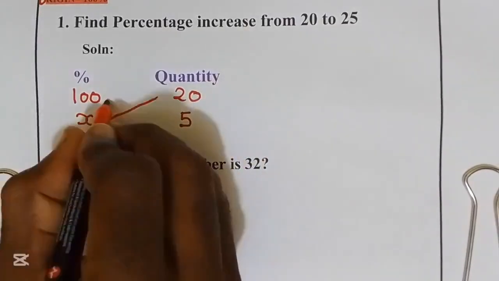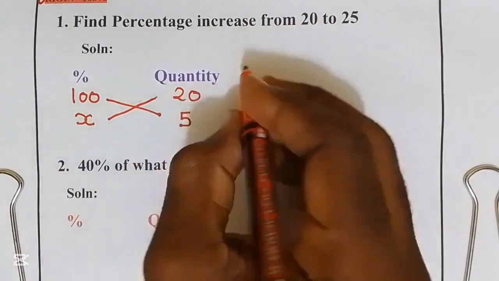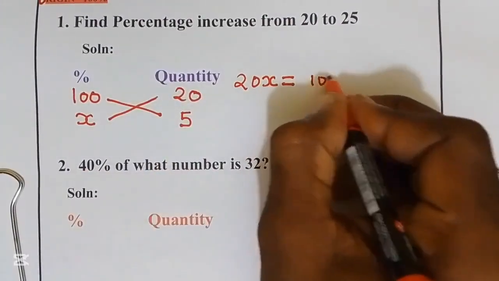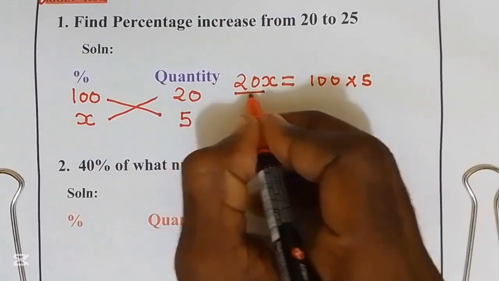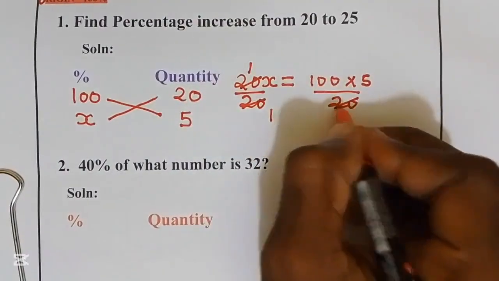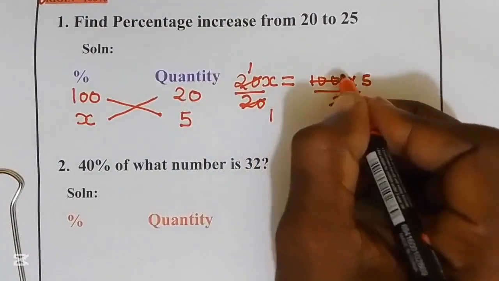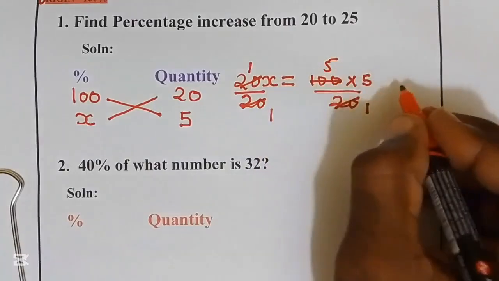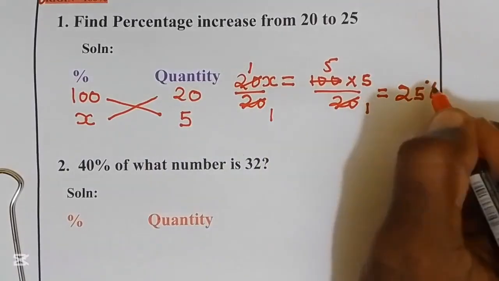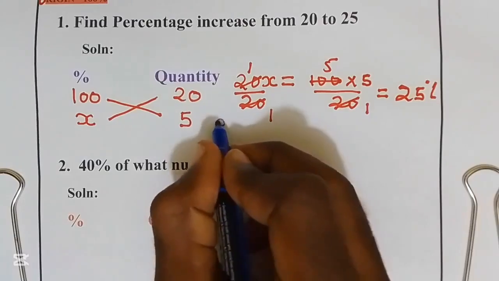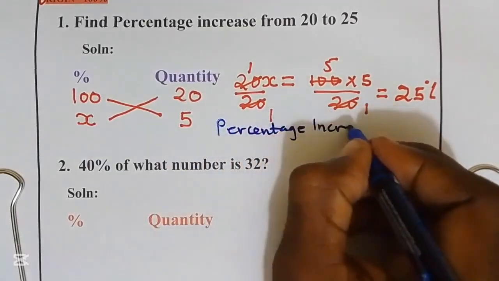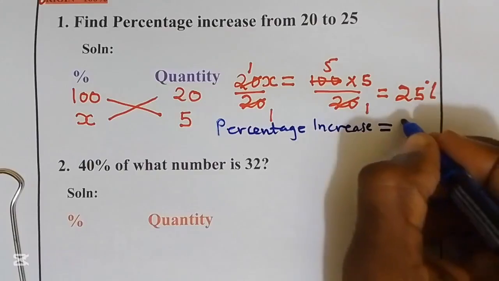I'm going to cross and multiply. 20 multiplied by x, I got 20x. This is equal to 100 multiplied by 5. I'll divide by 20 on both sides. 20 into 100, it is 5. 5 times 5, I get 25. This is percent. So, percentage increase is equal to 25%.